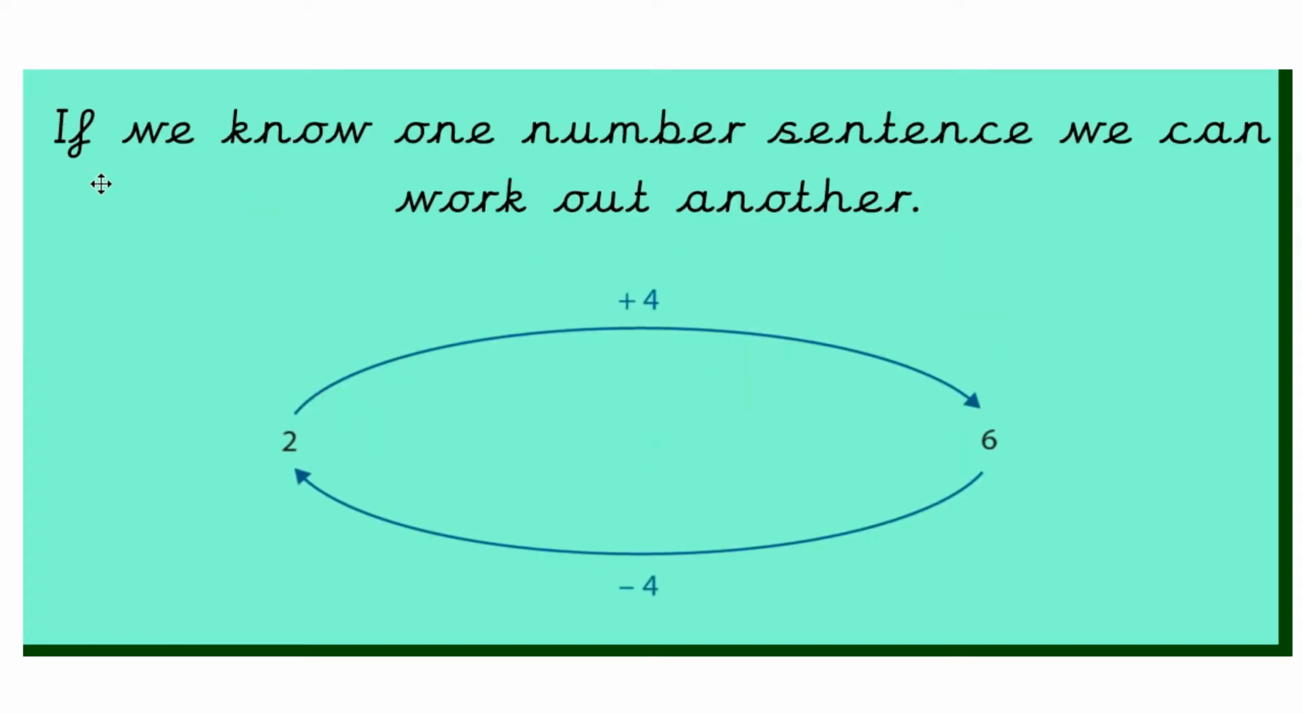So remember, we thought about if we knew one number sentence, we could work out another. So if our first number was 2, we added 4 to it, that would make 6. Then if we did 6 take away 4, it would equal 2. So we're using the same numbers but just switching them around to make different number sentences. So if we want to know one number sentence, we can work out the other.